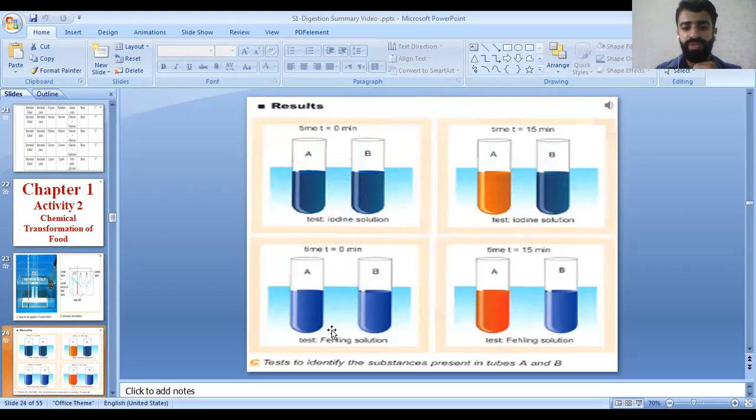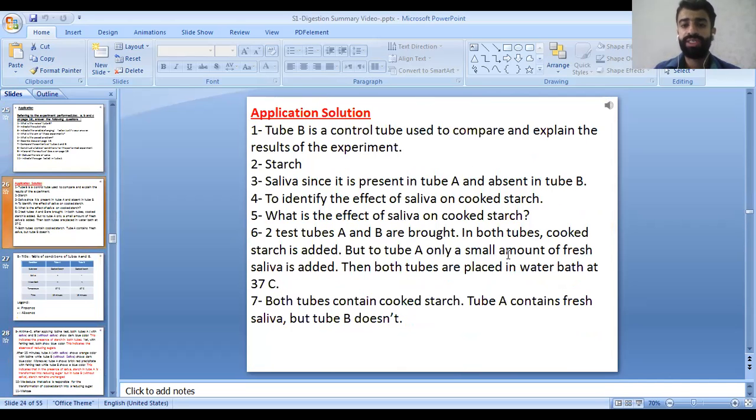With Fehling test solution, at time zero both of them give dark blue, meaning that it's a negative result. The positive is a red precipitate. In tube A, we have a red precipitate, meaning that the starch is transformed into a reducing sugar, which is maltose. So tube A is a control tube.